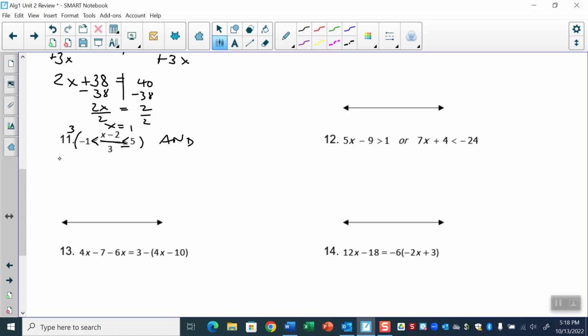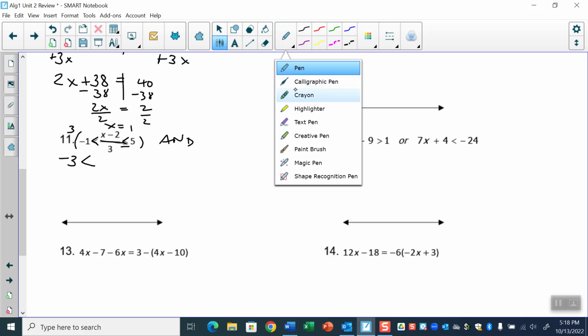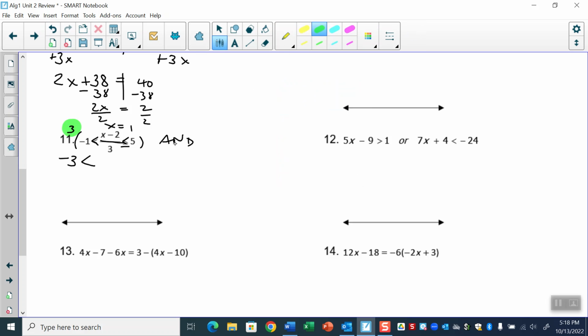So 3 times negative 1 is negative 3. It's still less than, because even though this is a negative 3, I multiplied by a positive 3. The thing I'm multiplying is positive 3 times everything. So I'll leave that as a less than. Now this 3 crosses out with this 3, and so now I have x minus 2 is less than or equal to, and then 3 times 5 is 15. So we multiplied everything by 3.